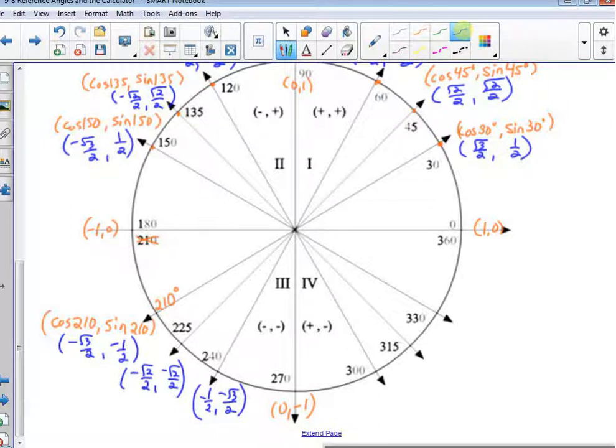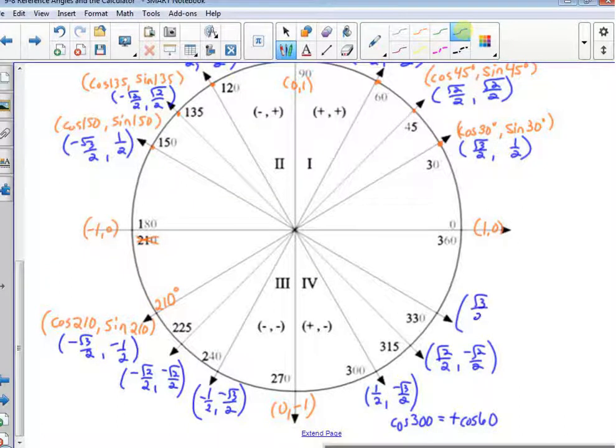At 300, it would be the same as 60. So it's just, you're going over positive first and then negative. So I'd say the cosine of 300 would be the same as positive cosine 60. 315 would be radical 2 over 2, negative radical 2 over 2, and 330 would be the same as a 30-degree angle in quadrant 1. So it's radical 3 over 2, but it's negative 1/2. So we could say the sine of 330 is negative sine 30.